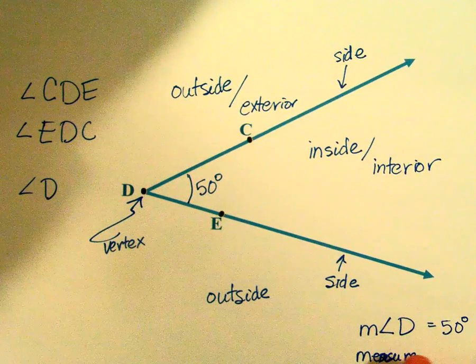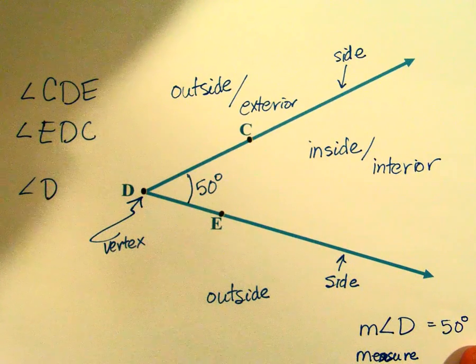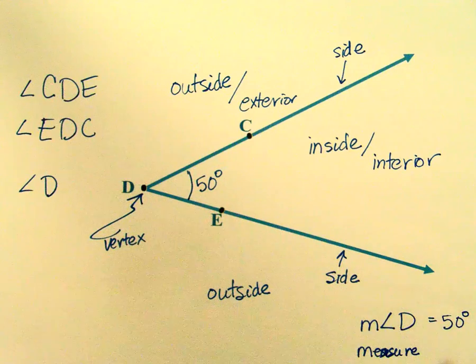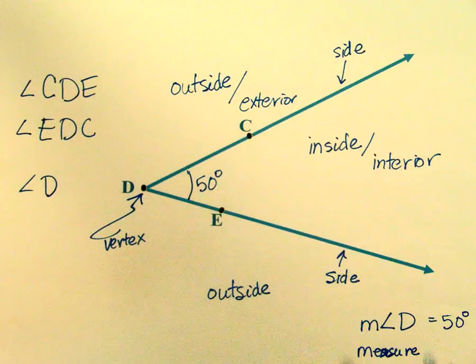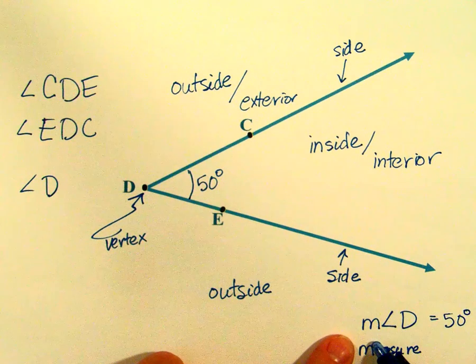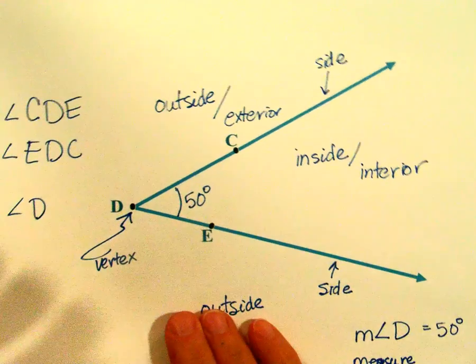We don't say angle D equals 50 degrees, because angle D is going to be the shape of it. Okay, see the shape here? We call it angle D or angle CDE or angle EDC. But we want to know how big it is. We're looking for a number, and it's the measure of it, generally made with the protractor.